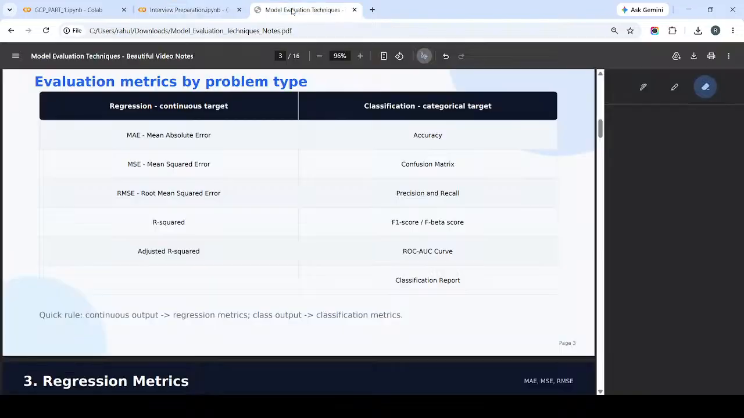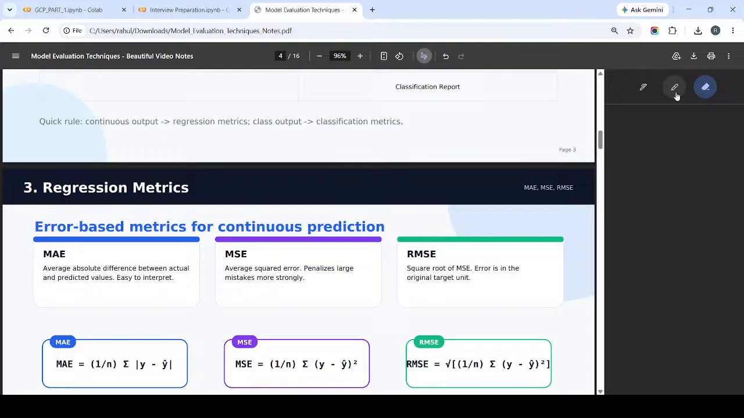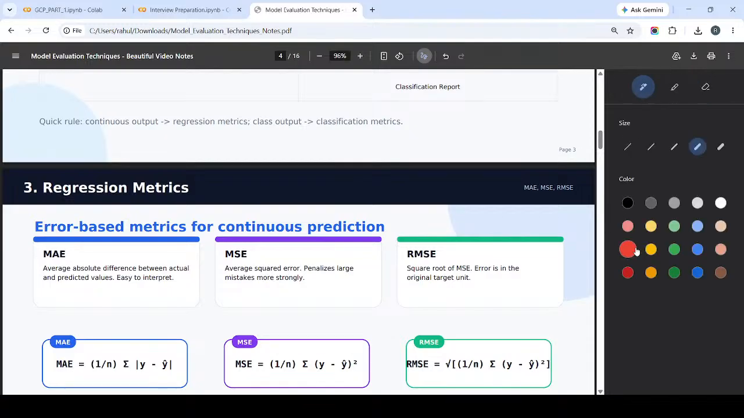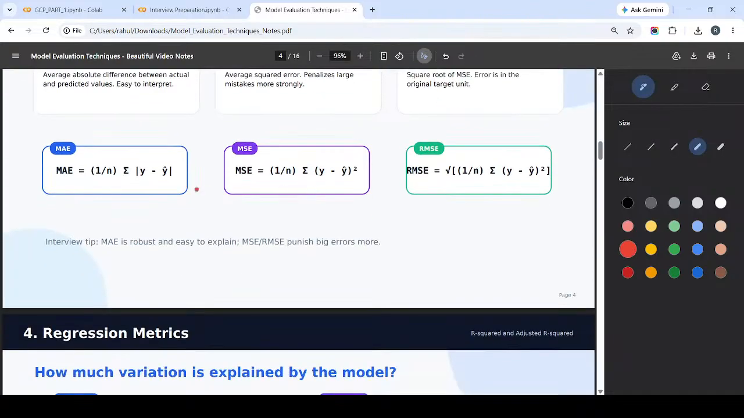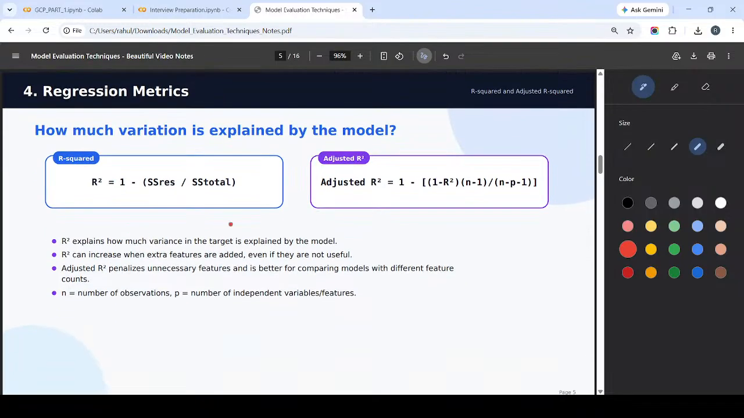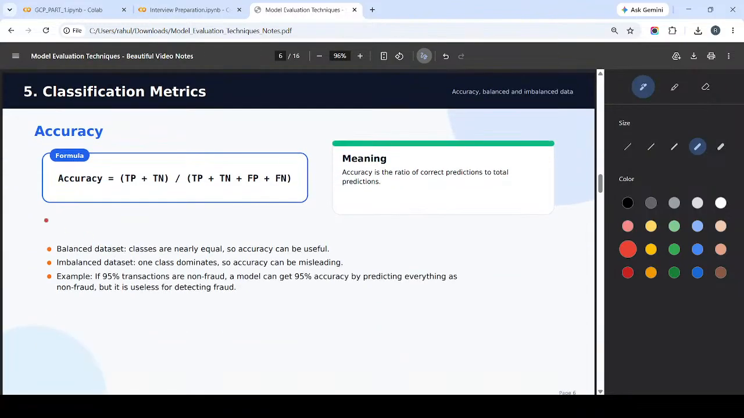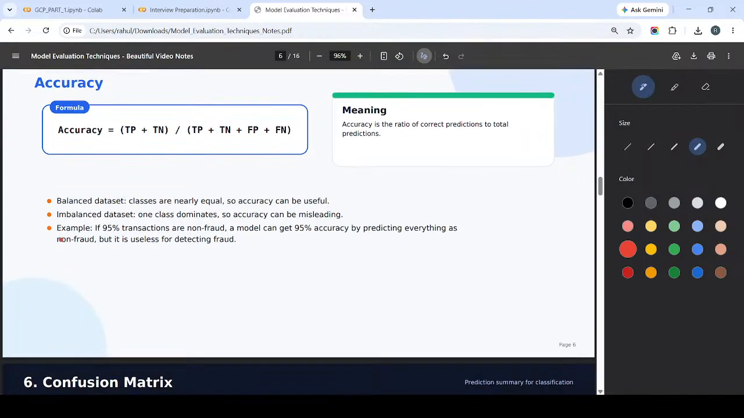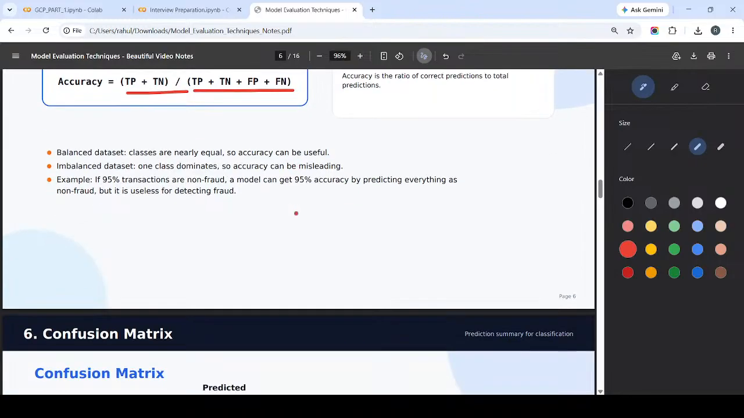Okay, so let's jump here. This part we have seen: R squared, adjusted R squared. We have seen accuracy, which is the correct predictions to the total number of predictions. So it is true positive plus true negative upon true positive, true negative, false positive and false negative.